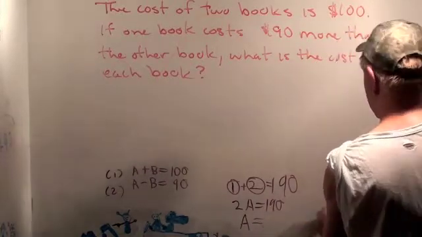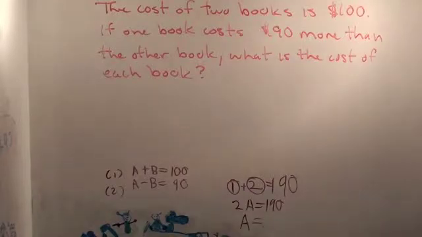Well, how do you figure out what 190 divided by 2 is? If you take off the 0, 19 is not divisible by 2. Okay. So what is 190 divided by 2? 100 divided by 2 is 50. 90 divided by 2 is 45. So A equals 95.